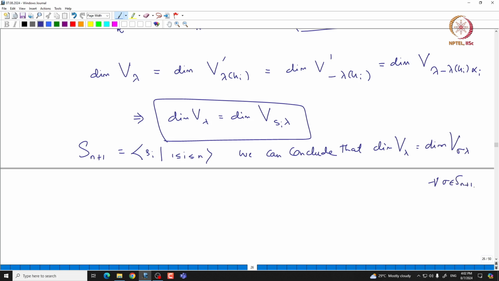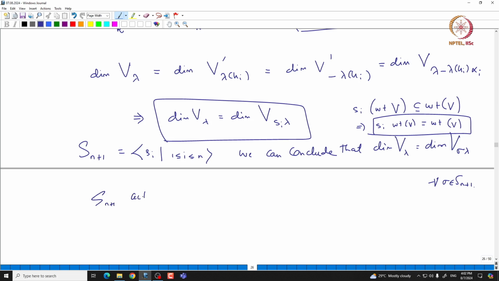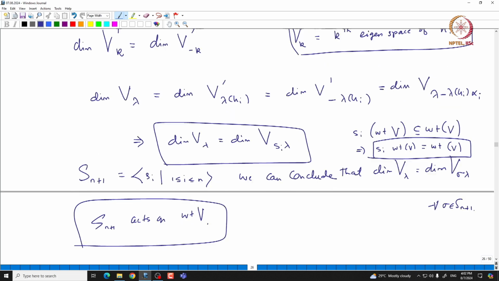Okay. So, this indeed proves we have this Si of weight of V is a subset of weight of V, and since Si being invertible, you can easily see that, weight of V being a finite set, this Si of weight of V must be the same as weight of V. Okay. So, that is why we have this action of Sn+1 on this set of weights. So, Sn+1 acts on this set of weights. That is very clear, and it also preserves the multiplicity. Okay. So, this is a very important observation that we have made using SL2 theory.